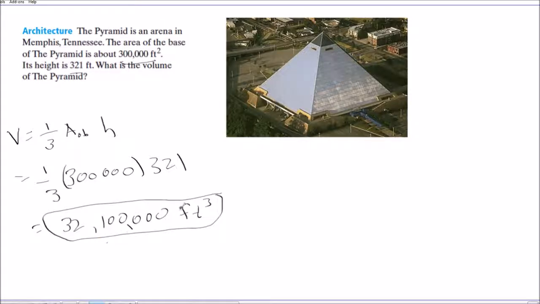Volume numbers are often big because what this means is if you had a bunch of cubes or a bunch of boxes that were 1 by 1 by 1, how many of them could you fit in the arena? It says you could fit 32 million of those boxes. That makes sense. Those boxes aren't very big, and that's a big, big arena.